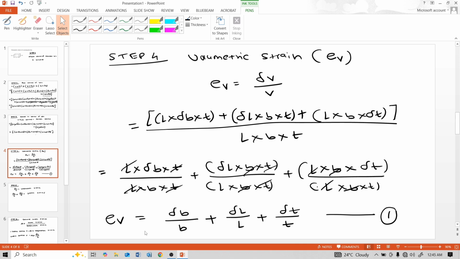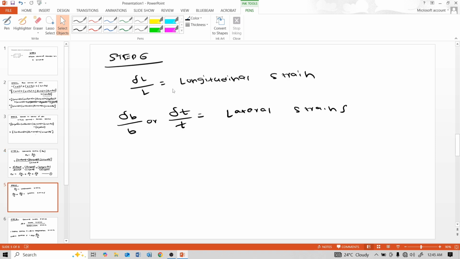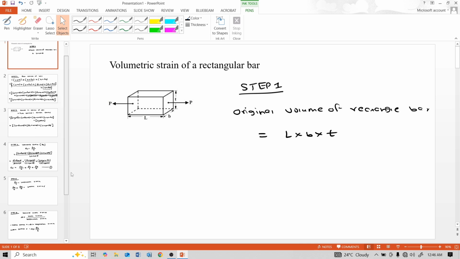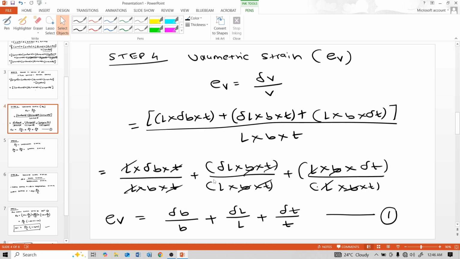Now the volumetric strain equation is EV is equal to change in breadth to the original breadth, plus change in length to the original length, plus change in thickness to the original thickness. Delta L by L is the longitudinal strain. Why longitudinal strain? Because load P is acting along the length L, and B and T are lateral strains. So delta L by L is longitudinal strain, and delta B by B and delta T by T are lateral strains.